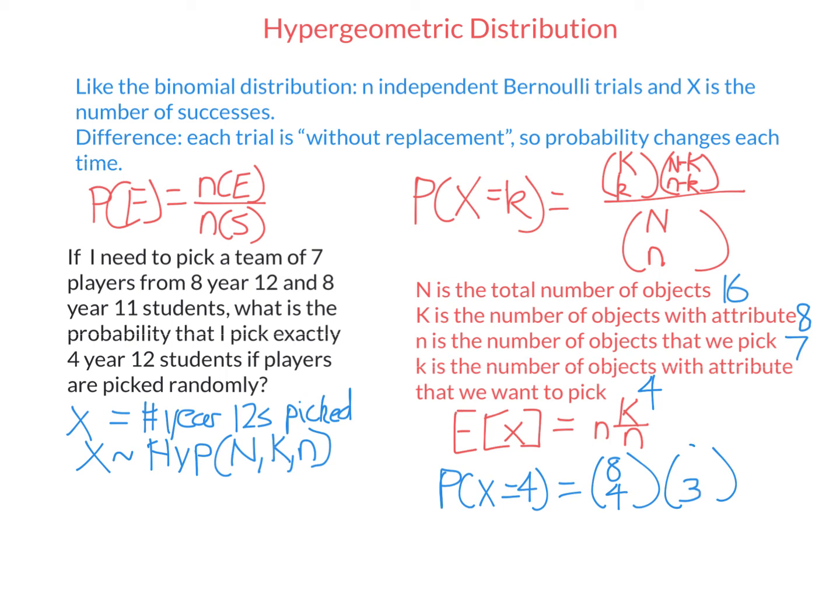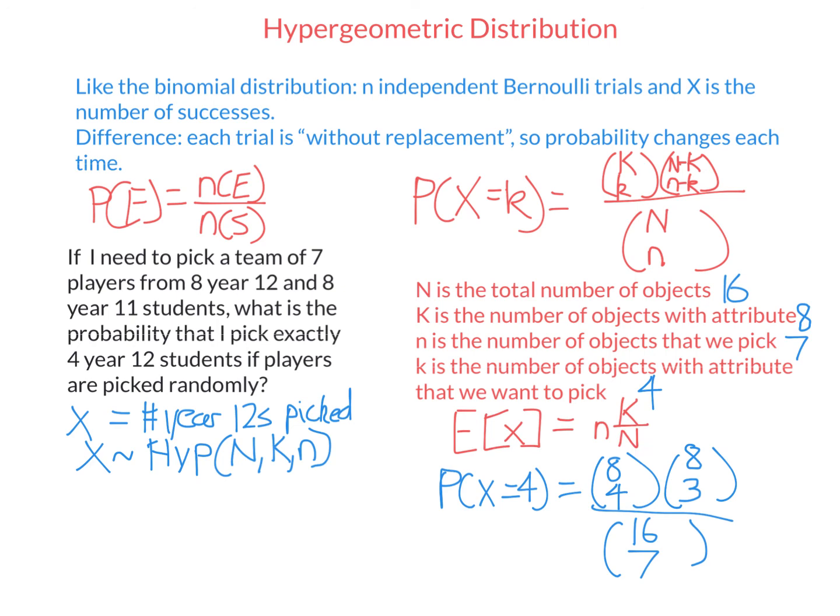Well, there are 8 year 11s to choose from and I want to pick 3. So it's just 8 choose 3. Here, of course, big N minus K, 16 minus 8 gives 8, and little n minus little k, 7 minus 4 equals 3, following that formula. So the total number of ways I can pick 7 players from a group of 16 is just 16 choose 7. Big N choose little n.